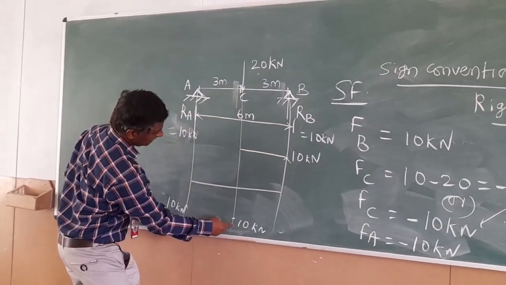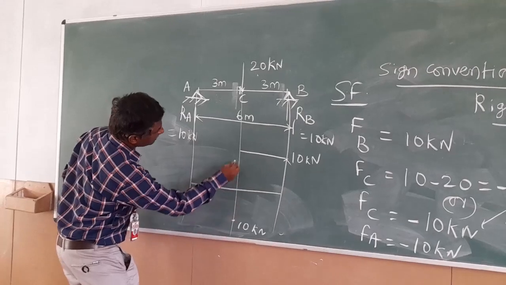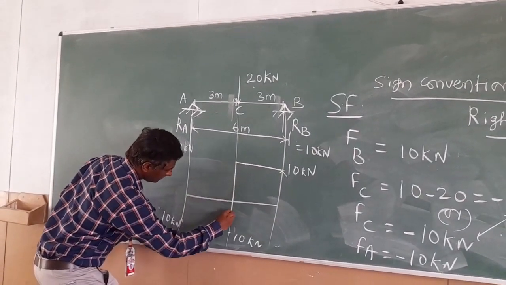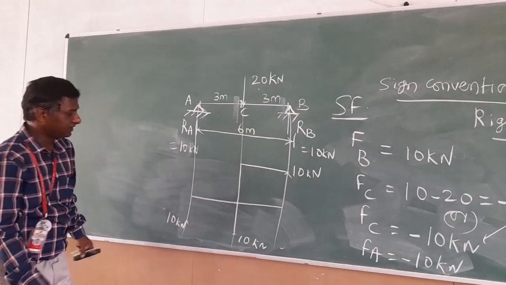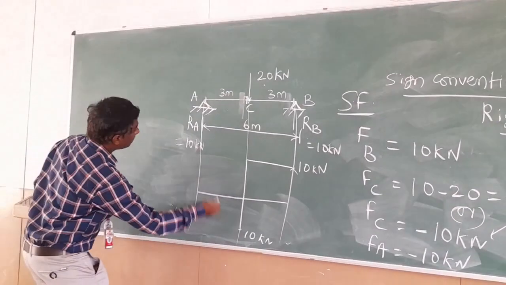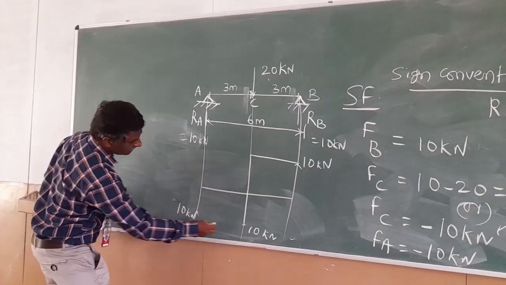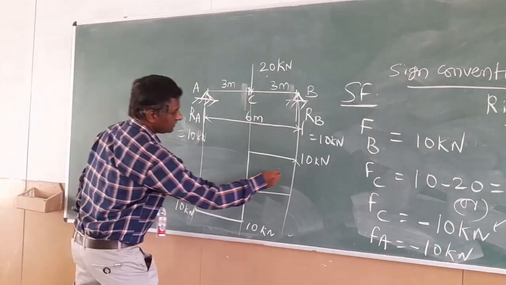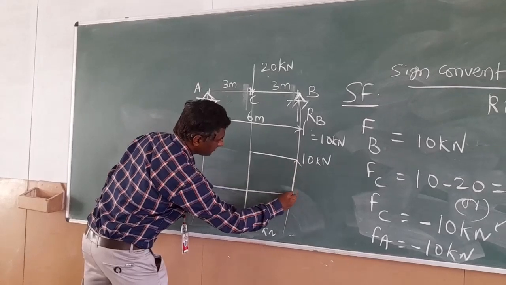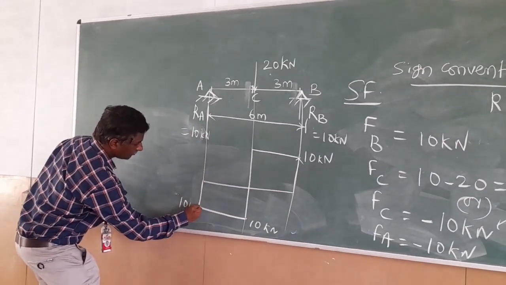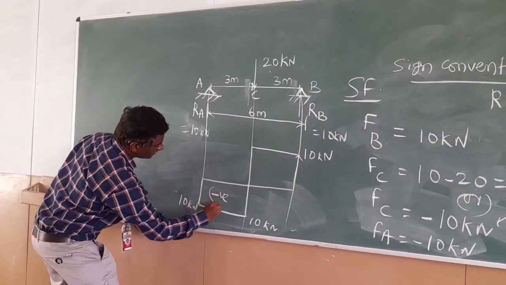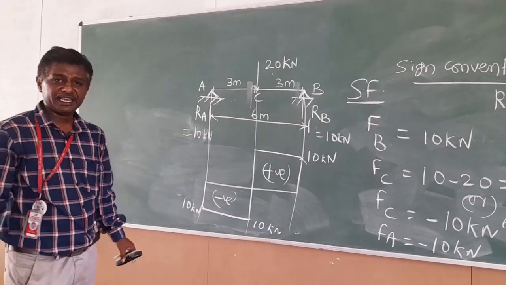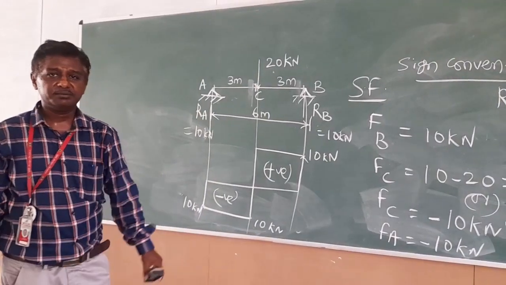At point C, the value changes from 10 to minus 10. Vertical line. Okay. Next, at point A, it is also minus 10, so both will be the same value, horizontal. Then just join with the 0 line. This is negative value, this is positive. So this is the shear force diagram for the given problem.